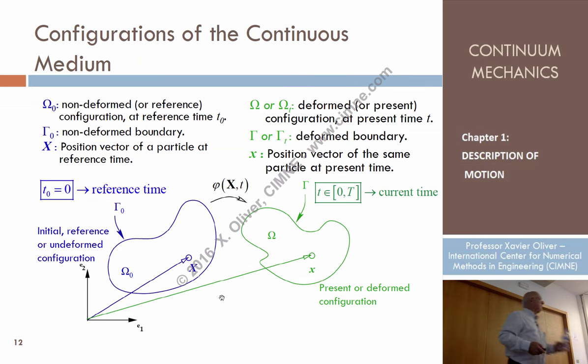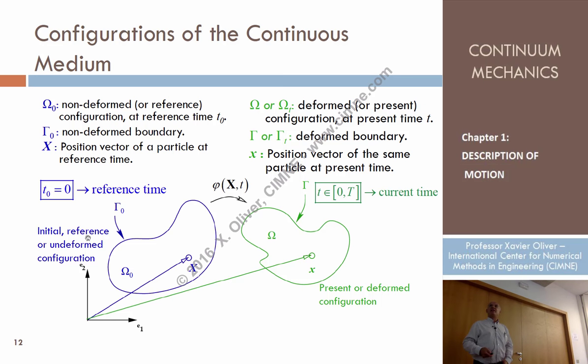And among them, we are going to distinguish two special configurations. One is the initial configuration, which we are going to call omega zero. Zero referring to the initial time, t zero, that in general will be taken as zero, but it could also be taken eventually differently from zero.